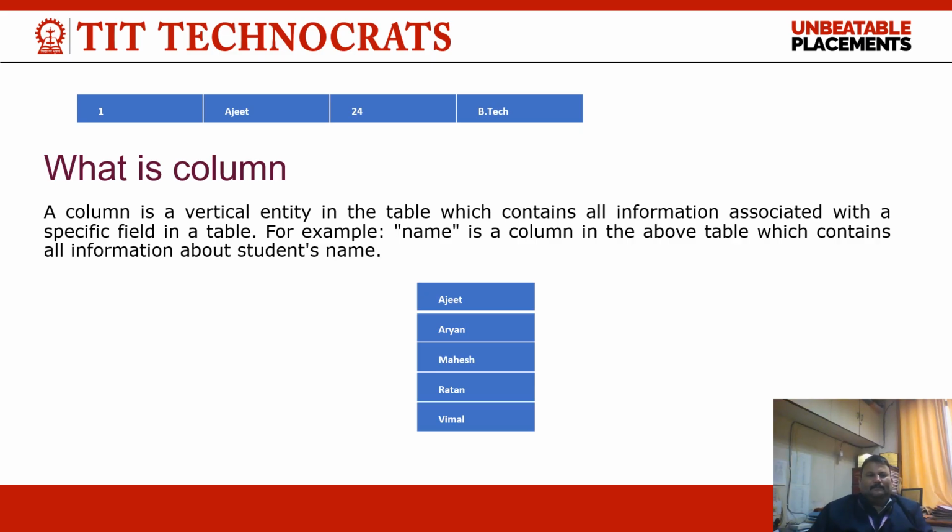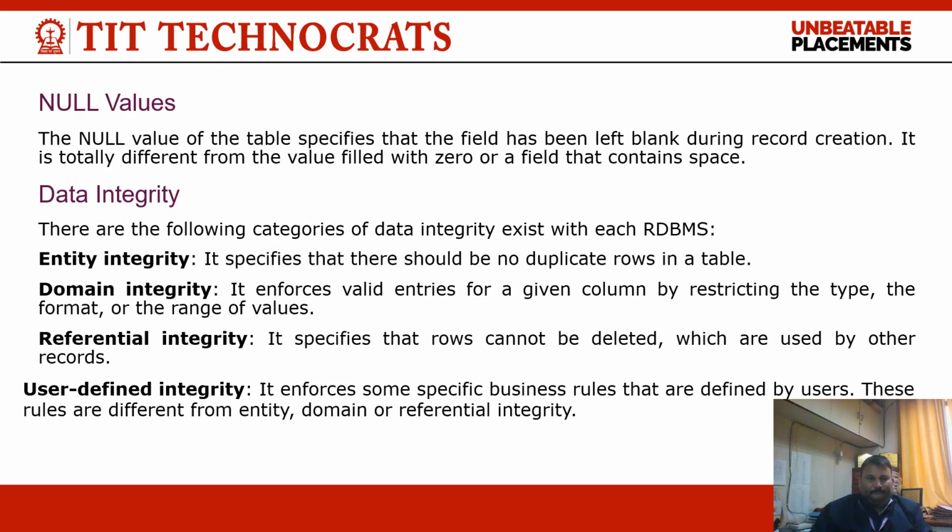And what is a column? A column is a vertical entity in a table which contains all information associated with a specific field in the table. For example, name is a column in the above table which contains all information about the students' names. So a particular field is also known as a column. Here Ajit, Aryan, Mahesh, Ratan, and Vimal are all examples of entries in the name column.